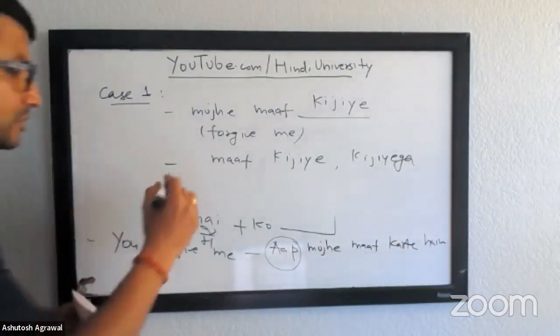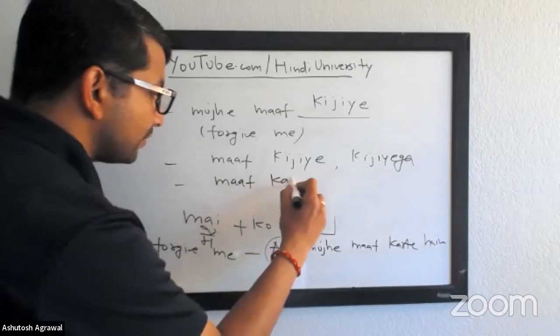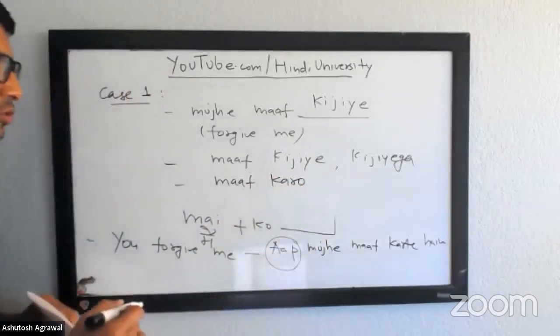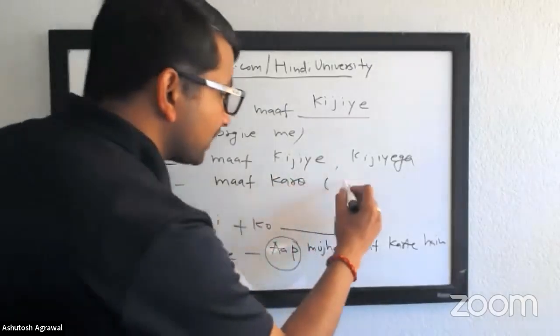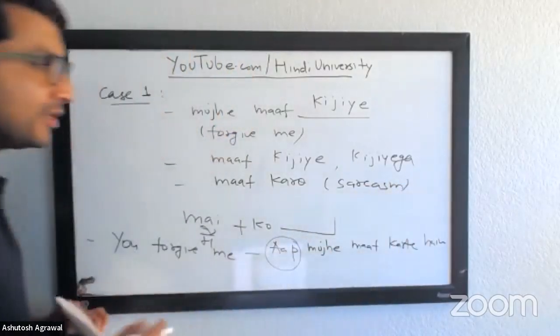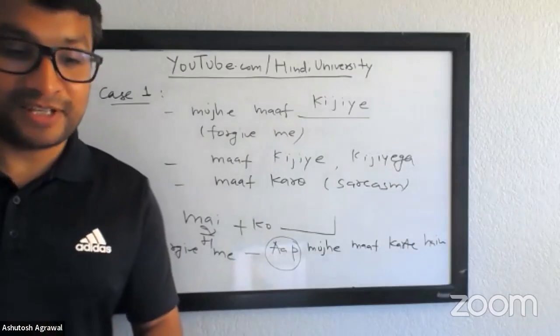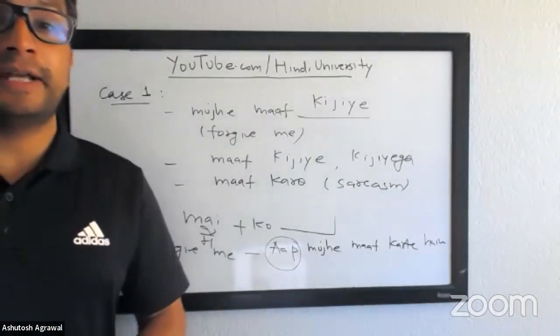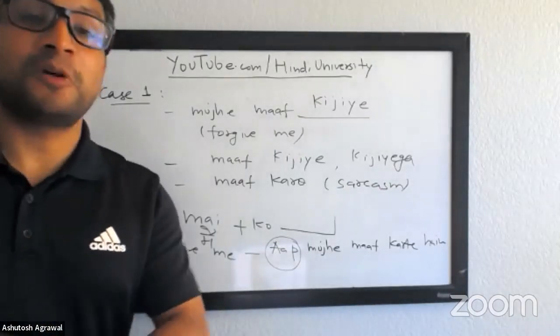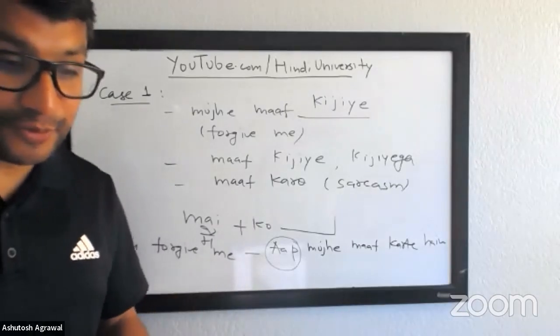You can also use the other form, which is maaf karo. Maaf karo can also be said in a tone of sarcasm, like spare me or please leave me alone. Like you forgive me, maaf karo, mujhe maaf karo, and you know, stop bothering me. Essentially, it can have this tone also. Mujhe maaf karo.